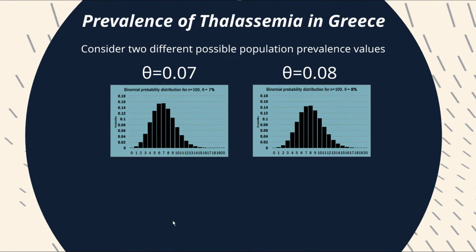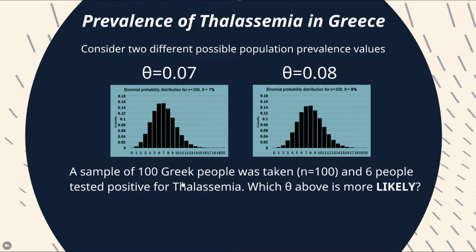Okay, so with that under our belt, let's presume that we do indeed have a sample of 100 Greek people, and 6 out of those 100 people tested positive for thalassemia. Now again, this is where I'm trying to develop your intuition behind what's going on here, but if I was to ask you which theta above is more likely given this sample outcome, I'm pretty sure you're going to tell me that the left one is more likely. It's more likely that theta is 7% than it is 8%. And your intuition would be correct, but in this topic we're going to find ways of quantifying how much more likely one is than the other.